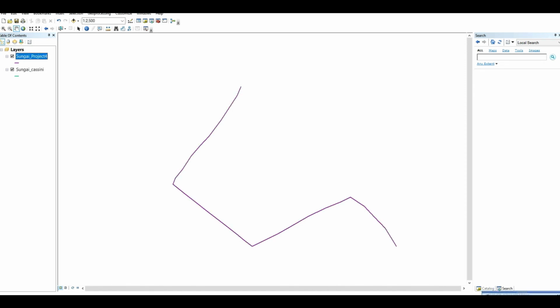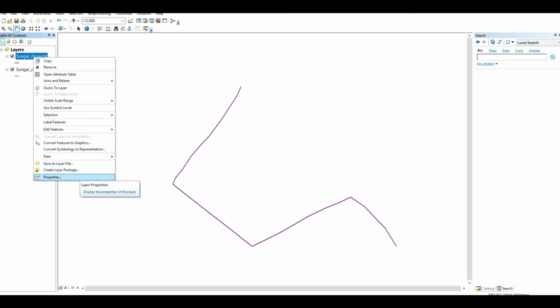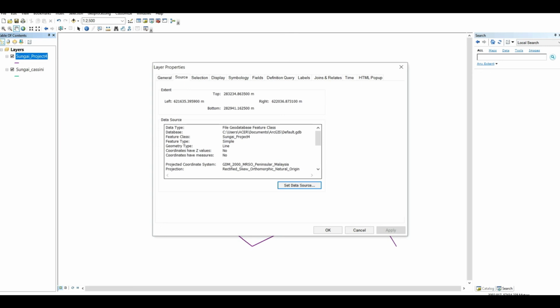So here at the layers, it will appear as Sungai Project, which we have converted to. It is purple in color, while the Sungai Cassini is green in color. So we're going to confirm. Go to properties and look at the projected coordinate system. It is stated as GDM 2000 MRSO Peninsula Malaysia. So the data is now converted to MRSO geocentric.